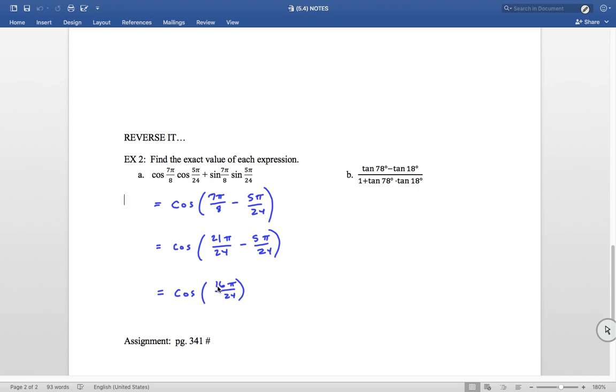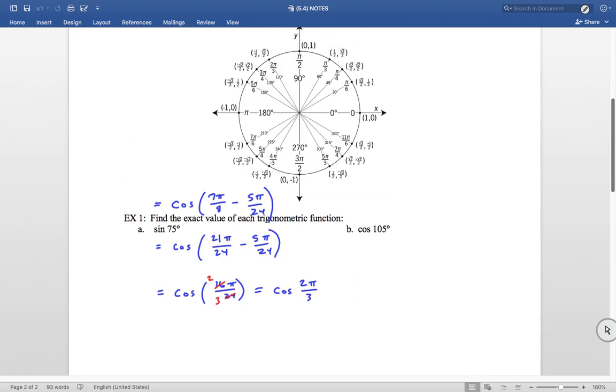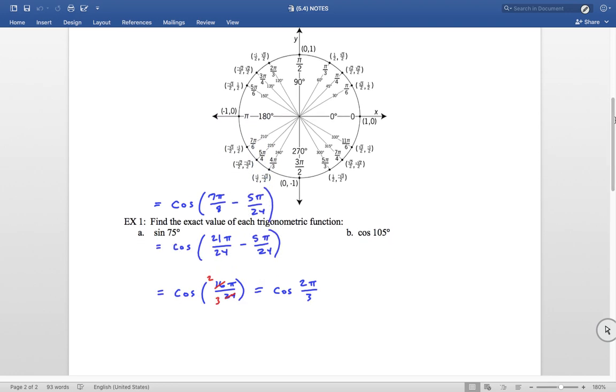That is reducible. Those are both divisible by 8. And so that would be a 2 and a 3. And so I am looking for the cosine of 2 pi over 3. What is the cosine of 2 pi over 3? I think we've already referenced it earlier today. The cosine of 2/3 pi is right there. Looks to me like it's negative 1/2. The x-coordinate of 2 pi over 3 is right where my cursor is circling. It's negative 1/2. So your answer is negative 1/2.